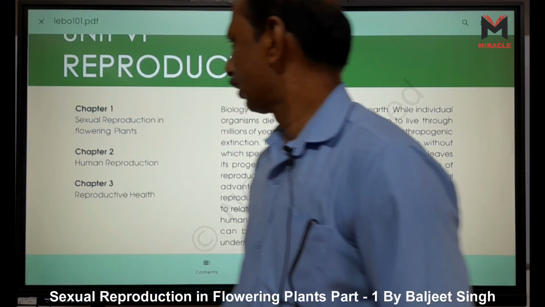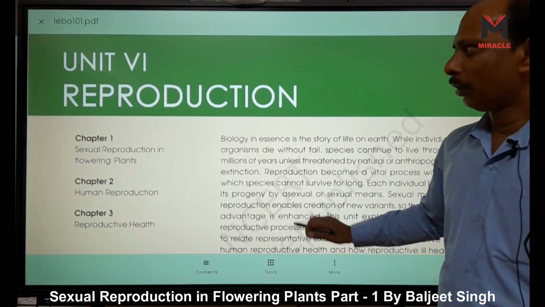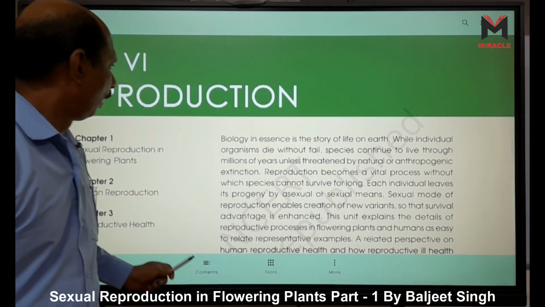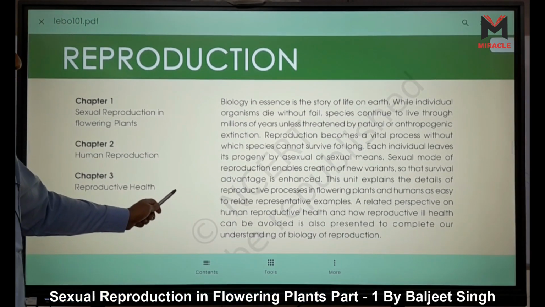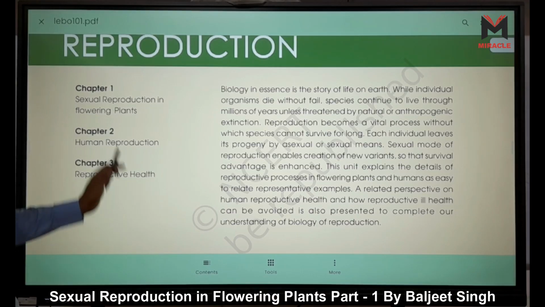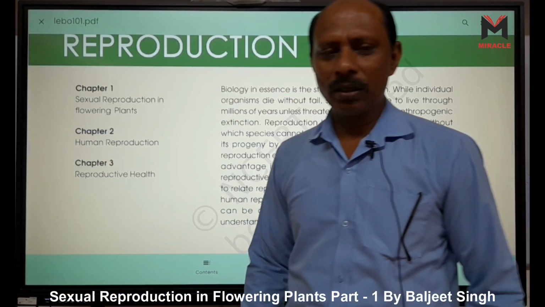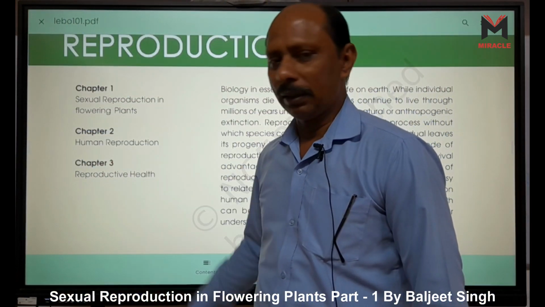Hello, students. Today is our very first chapter in class 12th, reproduction. In this chapter, we have to read three topics. First one is sexual reproduction in flowering plants. Second is human reproduction, and third one is reproductive health.